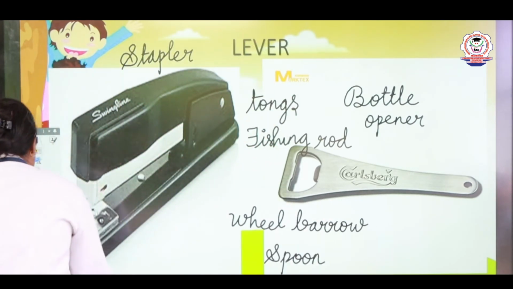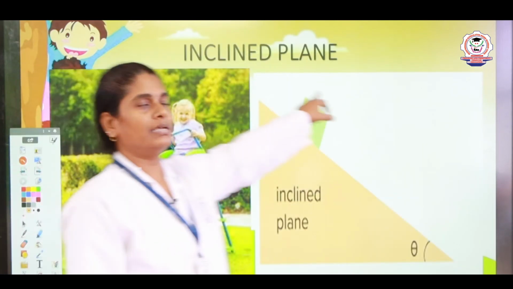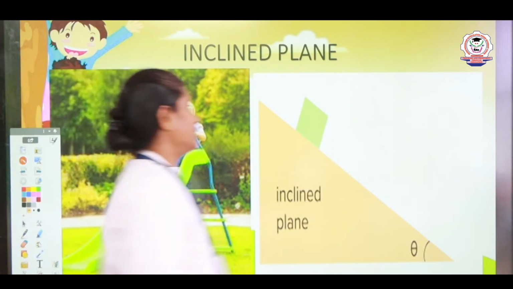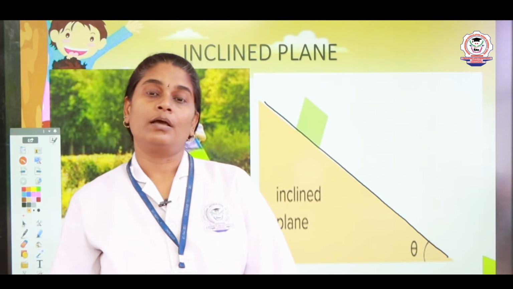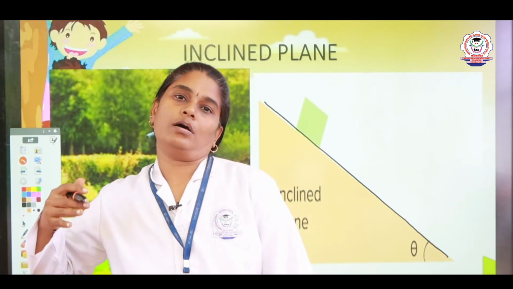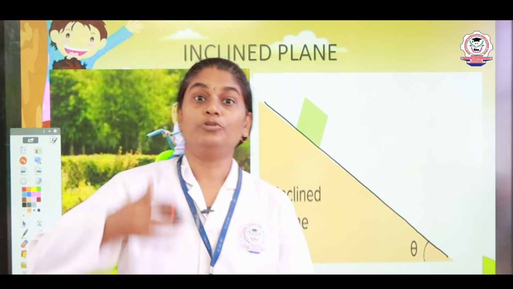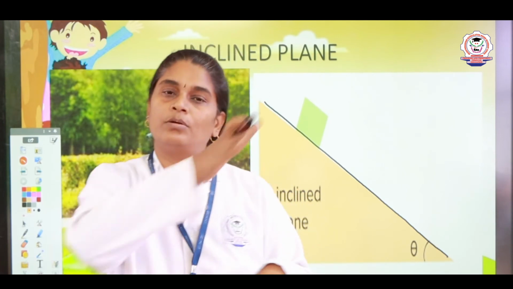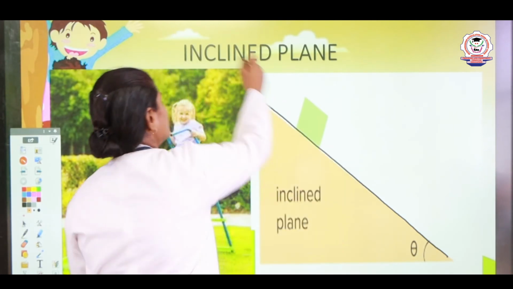Now, let us see the second type of simple machine. So, the second one is inclined plane. What is inclined plane? Inclined plane is nothing but a slope, right. For example, at your home, if you want to take your vehicle, your bike or cycle into your house, you would have already built in bricks or in cement a slide like structure, right. So, that is known as inclined plane.